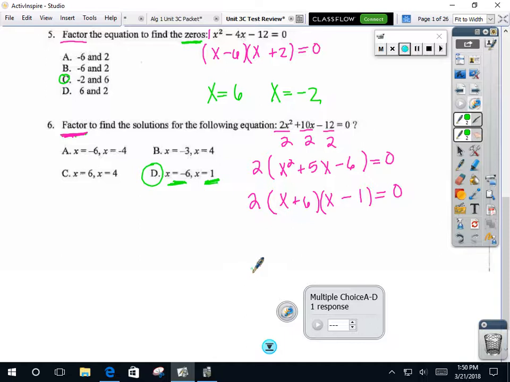Another way to get those answers would be the quadratic formula. A is 2, B is 10, C is -12. If you plug them into the quadratic formula, it will give you -6 and +1.